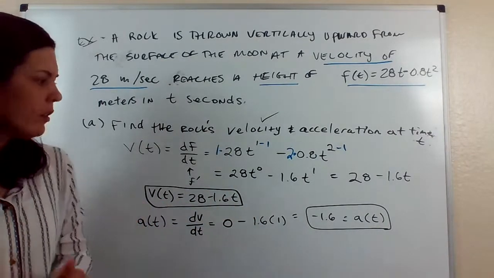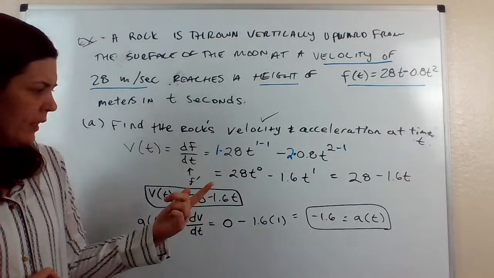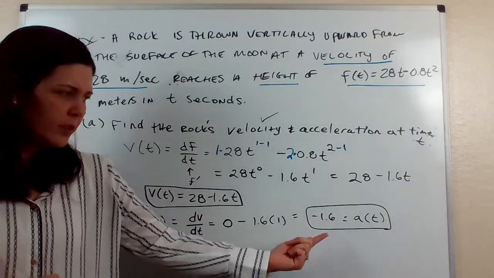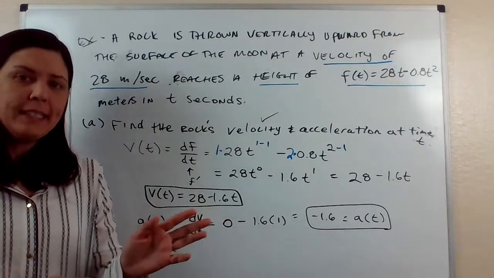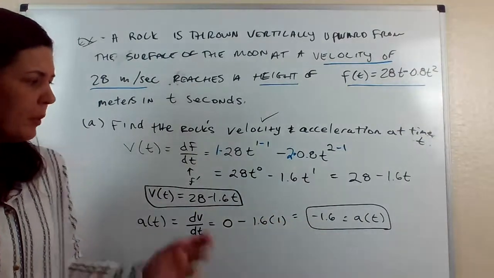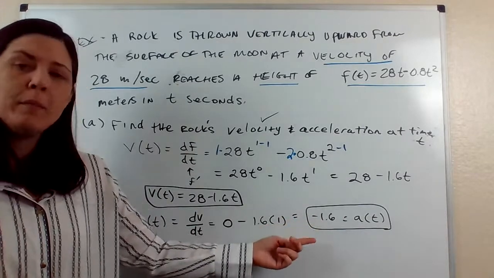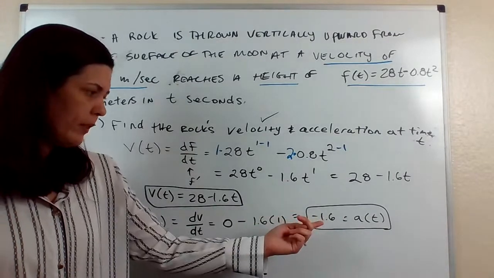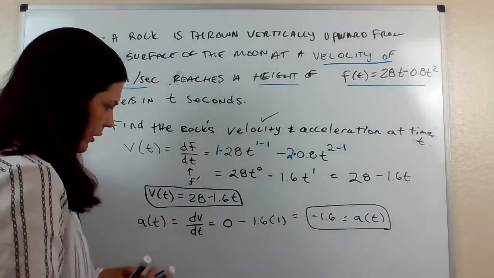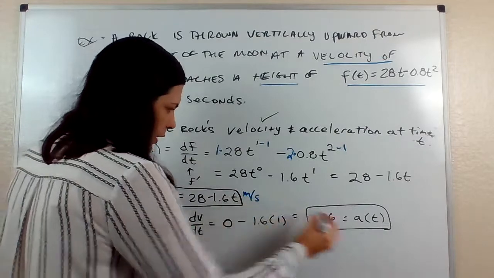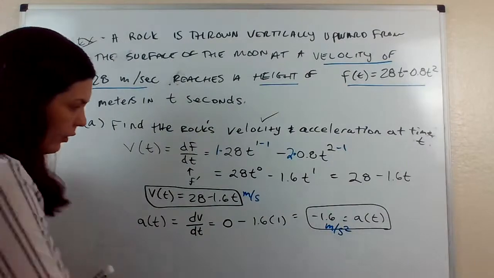Technically, I could put my units on here. This would be meters per second squared. But notice there's no t here, so this is actually a constant acceleration. It's really decelerating because it's a negative, but it's a constant acceleration because I don't have a t. So it doesn't really matter what time I plug into this function. It's always an acceleration of negative 1.6. So let me just add those units on there. This is meters per second, and this one is meters per second squared. All right, that's part A.